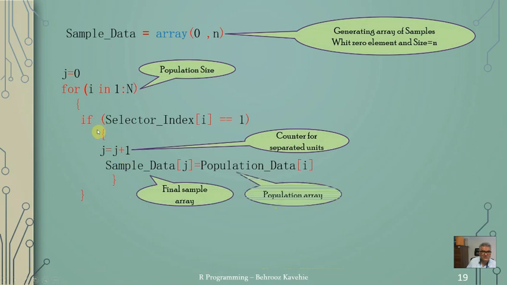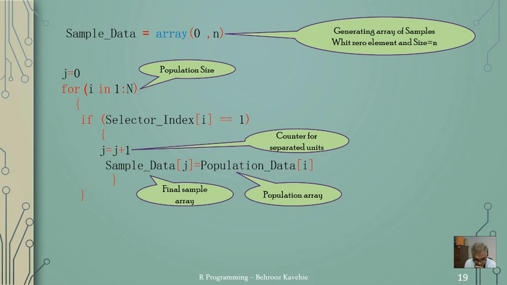For I that starts with 1 and ends with capital N, so it is going to do this 500 times because I want it to scan all 500 of the elements in my population. If the selector index of I is equal to 1, the program is going to fill the sample data with the concurrent element of population data.